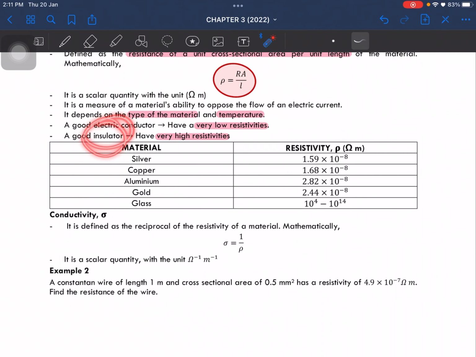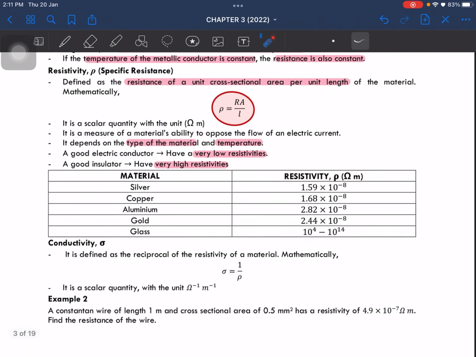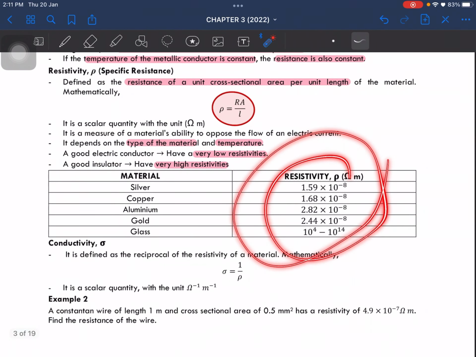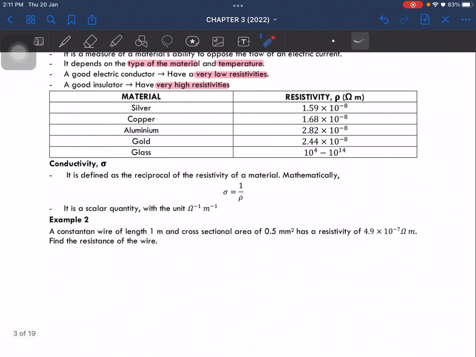For a good insulator, it shouldn't flow that easily. There is difficulty in the flowing of the current, so it can be a good insulator. Some of these are the materials and these are their resistivities.